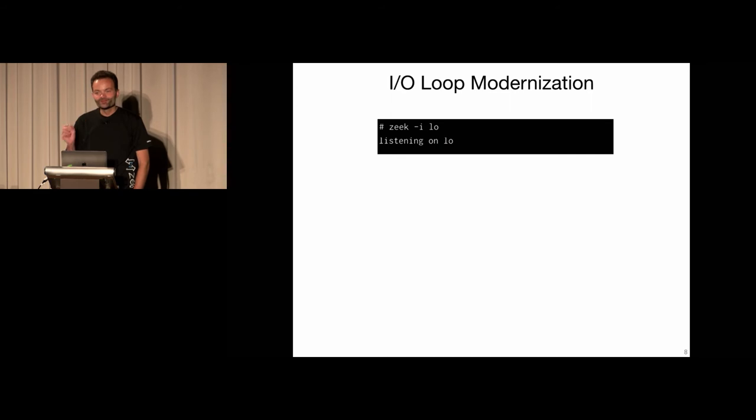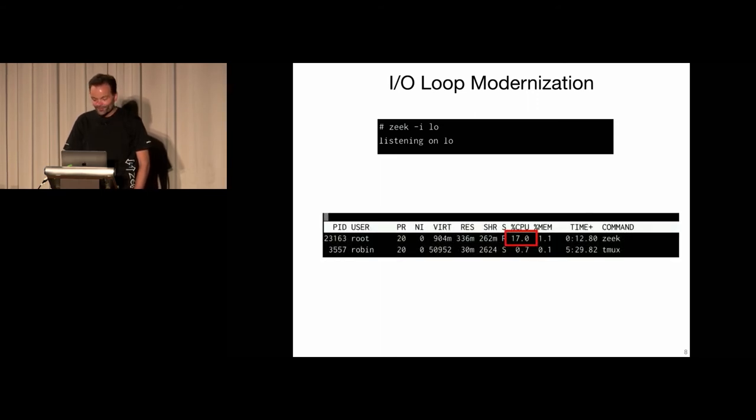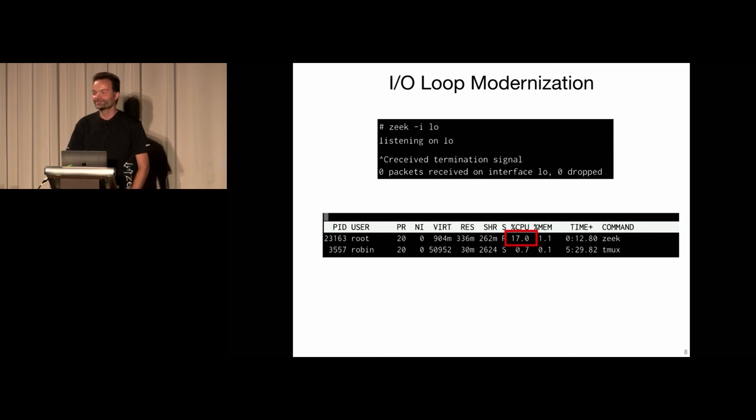Just to show you probably the most user-visible effect of the current I/O loop: if you run Zeek on the loopback interface, run for a while, and look at top, what you see is it will be running at, in this case, like 70% CPU, even though it processed exactly zero packets. So basically, it's spinning a lot, and that is clearly not acceptable in many environments, particularly in constrained environments where CPU is expensive. If you don't have anything to do, you shouldn't be spending CPU. So that is something I clearly hope we can improve here, and work on that has already made very good progress at this point.